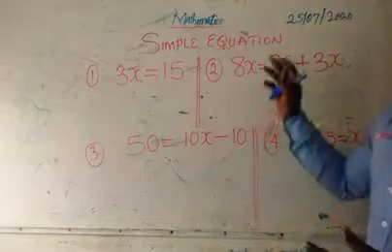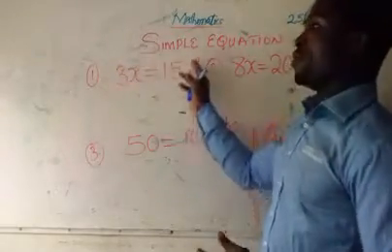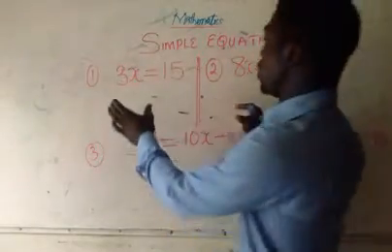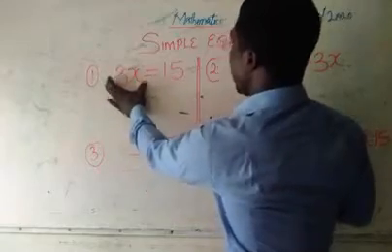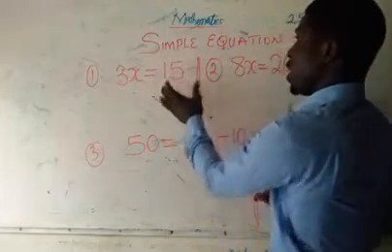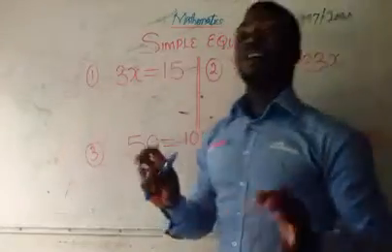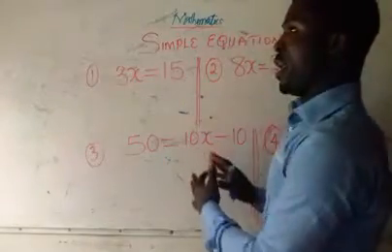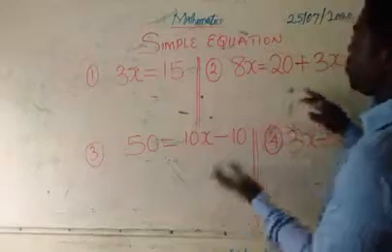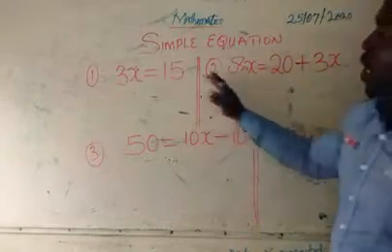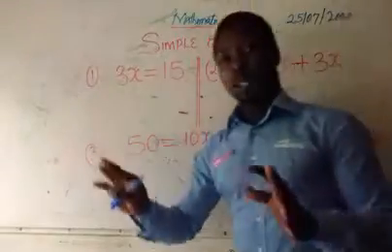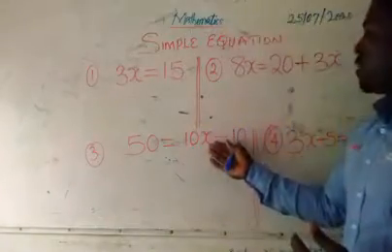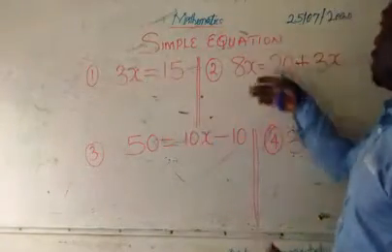Remember we said an equation is any algebraic expression that contains an equality sign. It shows that the expression here is equal to the expression here. So an equation shows expressions of equal value. That is what we have here. So these are examples of simple equations. In each of these cases, what we are expected to do is to find the value of x.